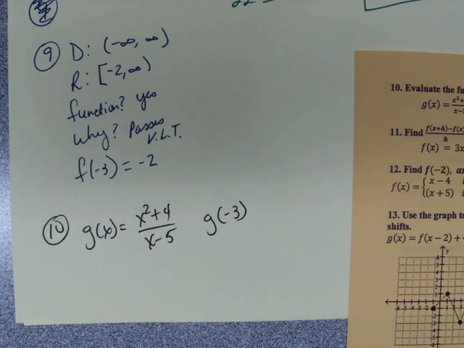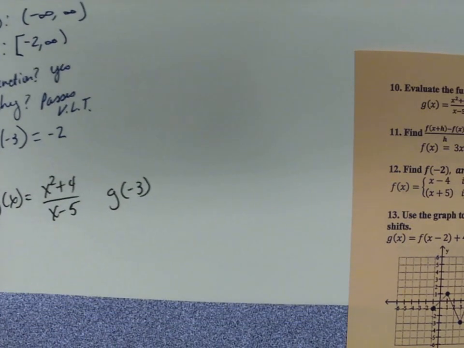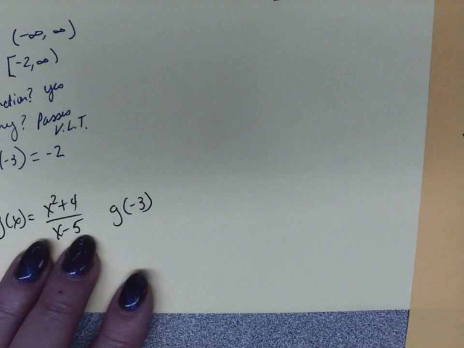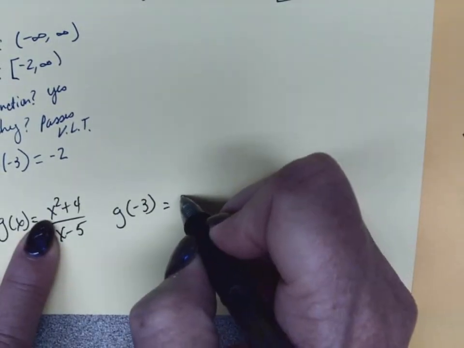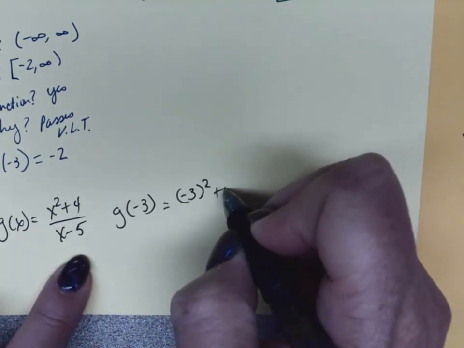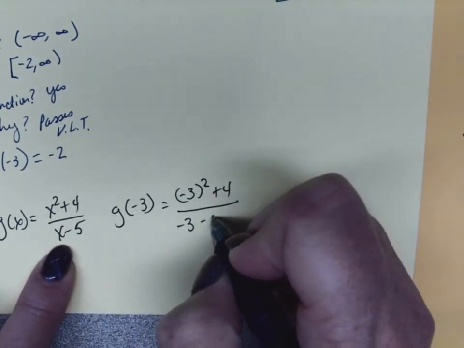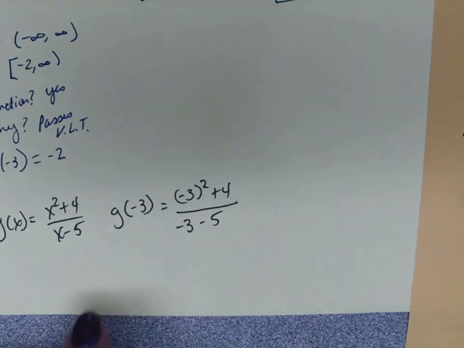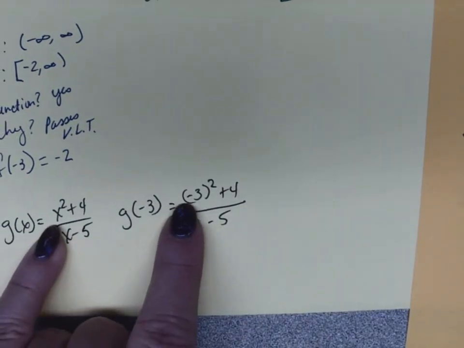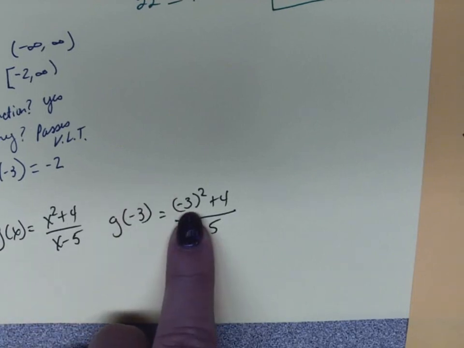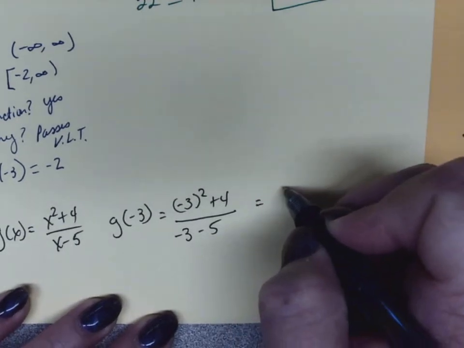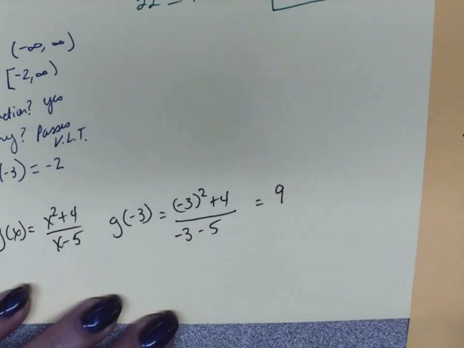So what that means is we're going to plug in -3 into our function. So g at -3 is going to be (-3) squared plus 4 divided by -3 minus 5. Now, did you notice that when I put the -3 in the x squared, I put parentheses around it, because you have to square the whole number. If you don't put the parentheses, you might think that's actually -9. But it's -3 times -3, or (-3) squared, which is +9.